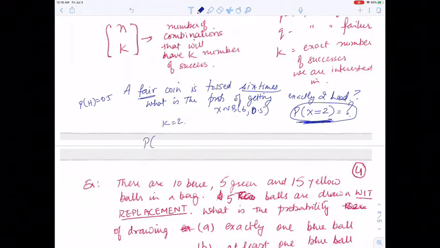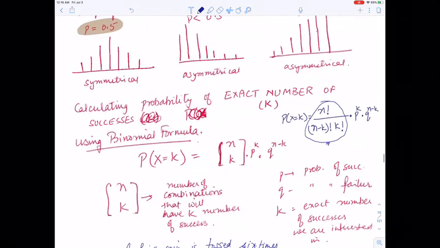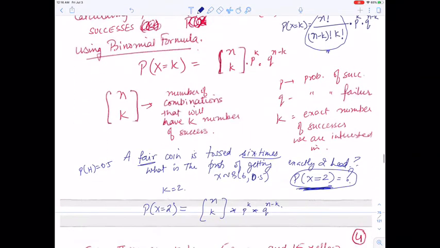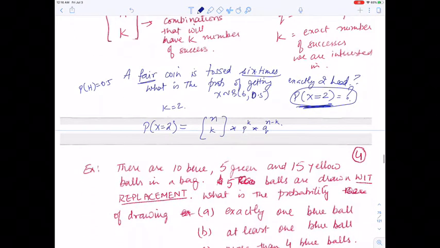And our formula is probability x is equal to K, which is 2, is equal to n choose K times p raised to power k times q raised to power n minus k. That's the formula. It's coming from this formula. So we have a function in our calculator. What we are doing is we are saying if we have total n number of trials, what is the probability of getting exactly k number of successes? Okay, how many ways can we get this?